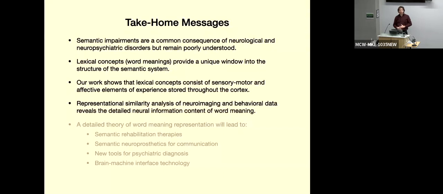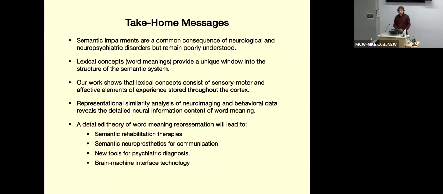And representational similarity analysis of both neuroimaging and behavioral data really allows us to determine in detail the information content of word meaning. And once we have a detailed theory of word meaning representation, then we'll be able to do all these wonderful things like semantic rehabilitation theories that really work in restoring the conceptual system, semantic neuroprosthetics for communication, tools for psychiatric diagnosis, and brain-machine interface technology, so we can control computers directly with our minds.